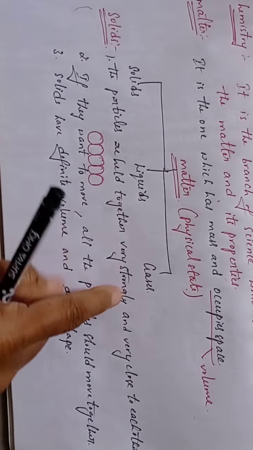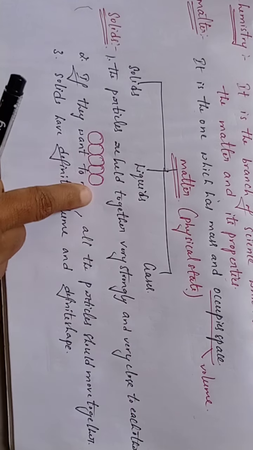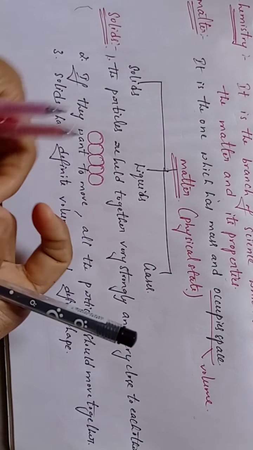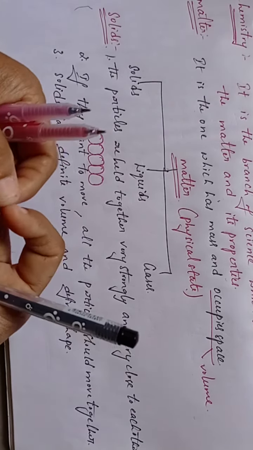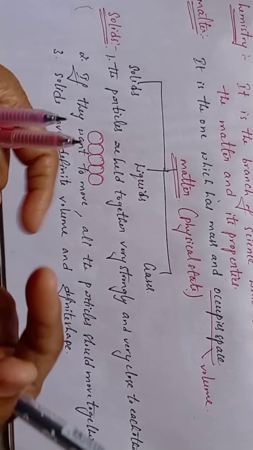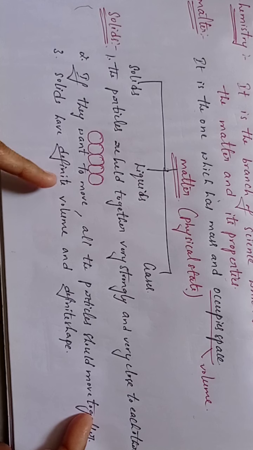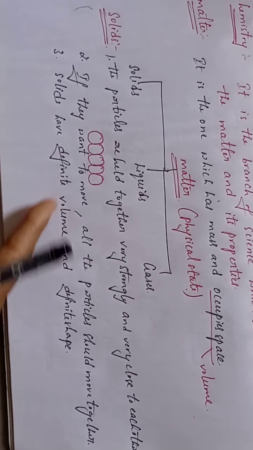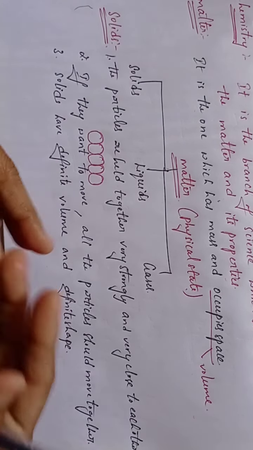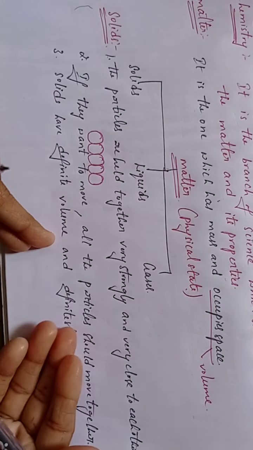The particles are held together very strongly and very close to each other, because in between the particles in the solid, students, there are strong intermolecular forces of attraction. If they want to move, all the particles should move together, okay. And next, solids have definite volume and definite shape. They have the definite volume and definite shape, correct or not?